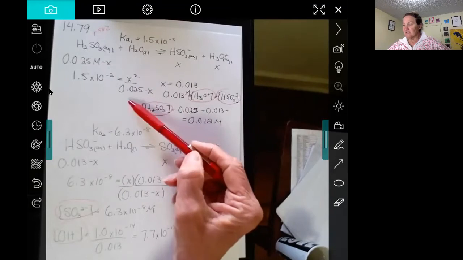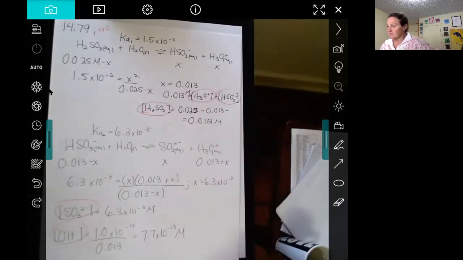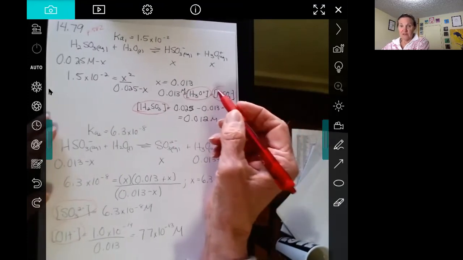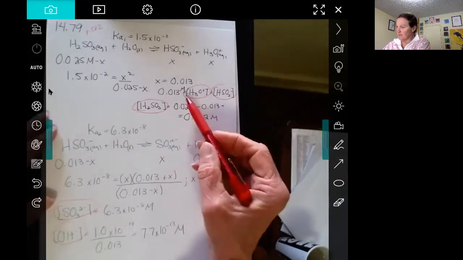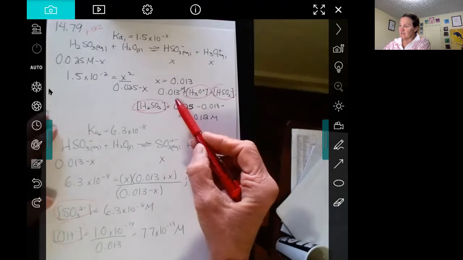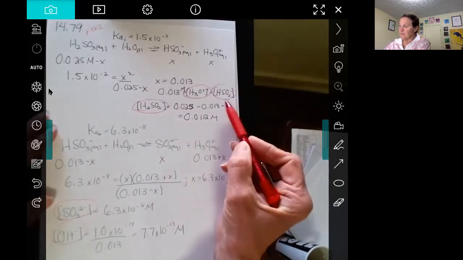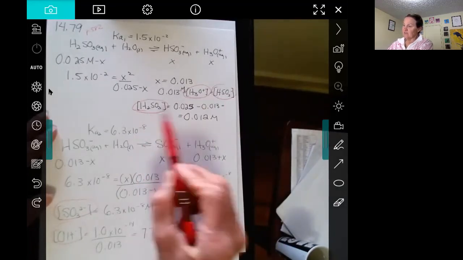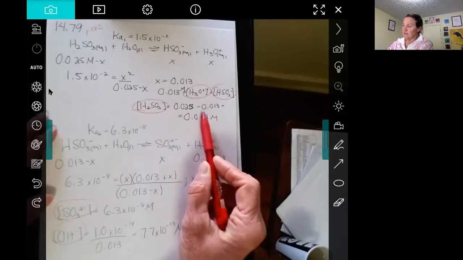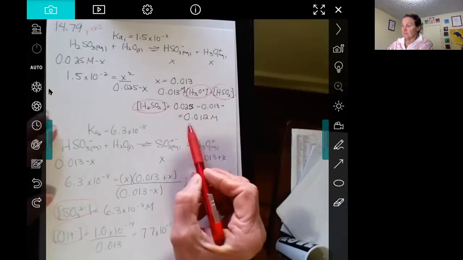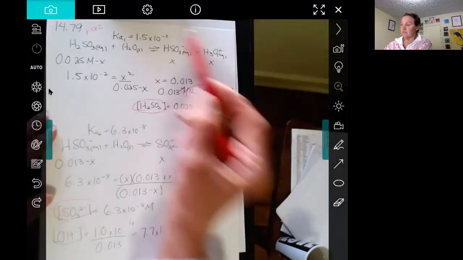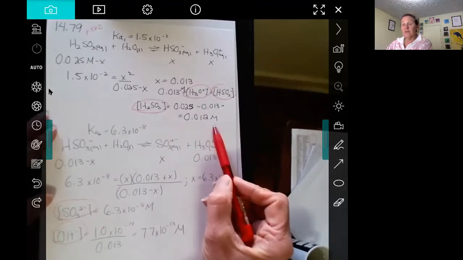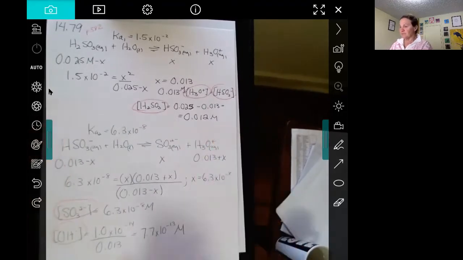When we plug that into the Ka, we get an X of 0.013. So I am going to assume, but I'll confirm that my assumption was valid, that the H3O plus concentration is 0.013, the HSO3 minus is 0.013, and the H2SO3 is what we started with, minus how much dissociated, quite a bit dissociated because this is so big. And so we're left with 0.012.